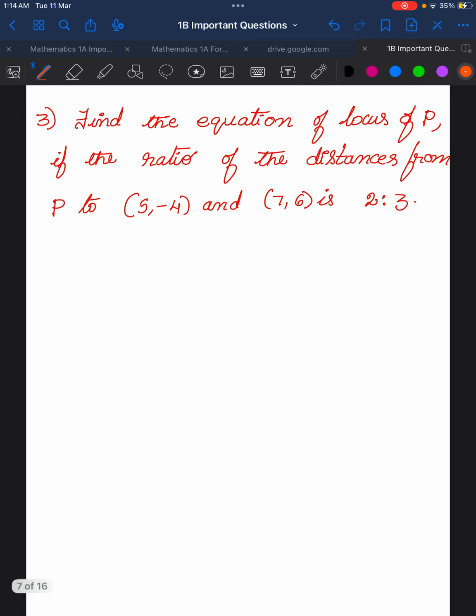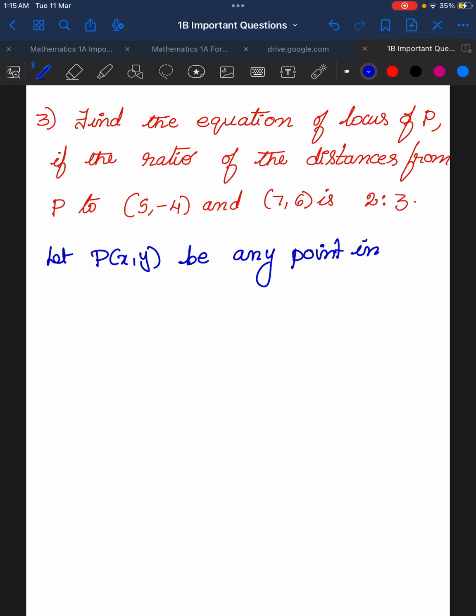What is my third problem? Find the equation of locus of P. Again they are asking you the equation of locus of P. How will we start the problem? Let P(x, y) be any point in the locus. If you write this sentence, whether you know the answer or not, they'll give you 1 mark. So you are writing this sentence always for every problem.